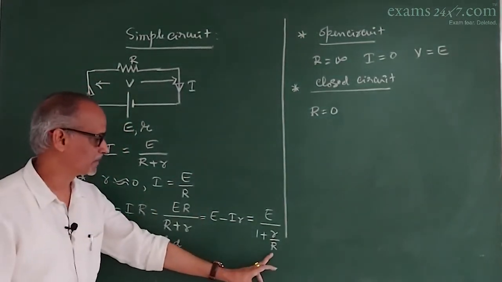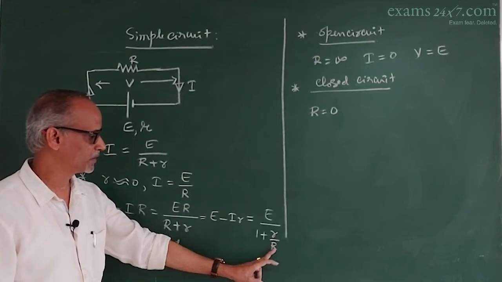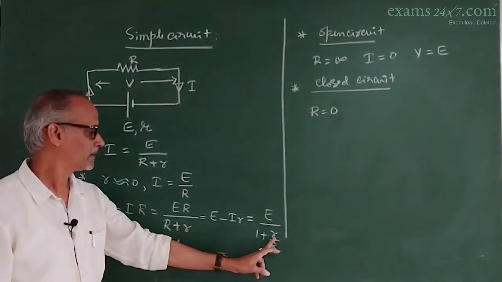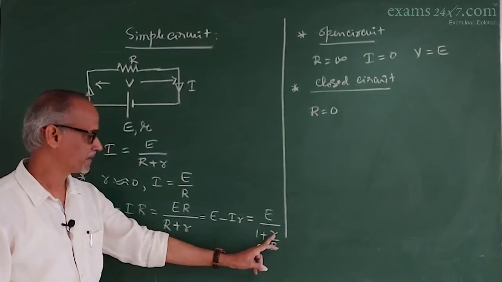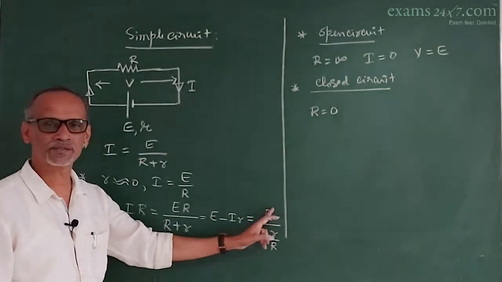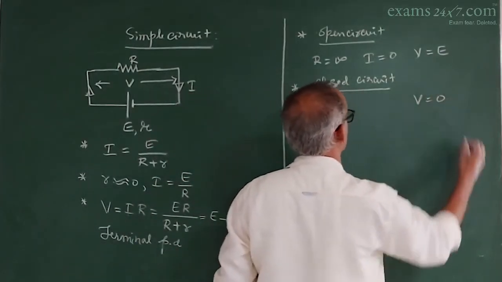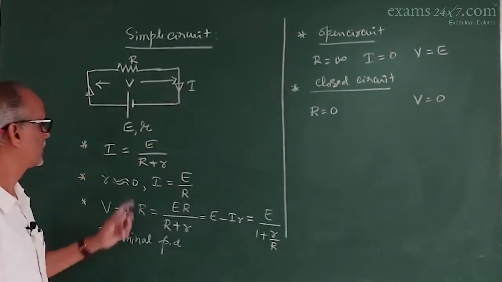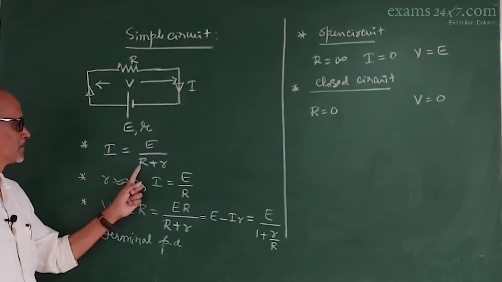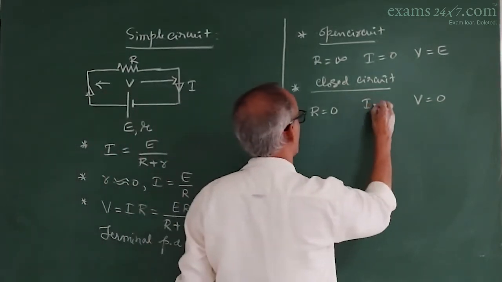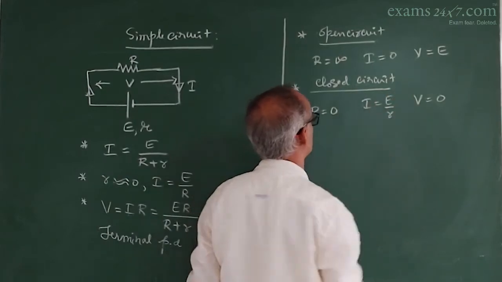And when R is 0 here, the reciprocal of 0 will give you infinity, and this term becomes infinity. And again 1 by infinity becomes 0. So therefore the value of V becomes 0. And here when R is 0, the current will be I is equal to E by r.